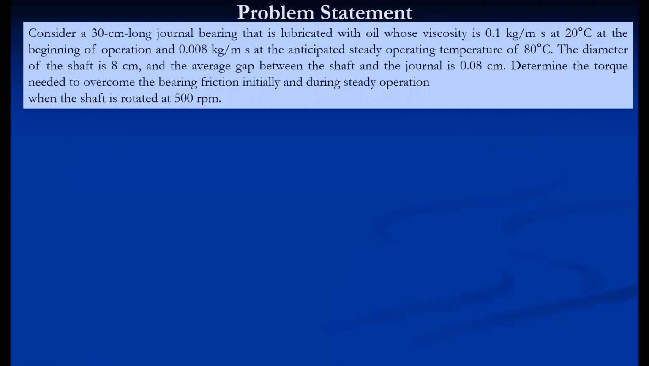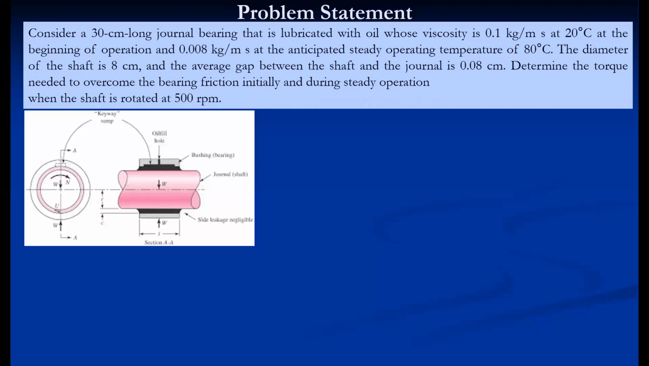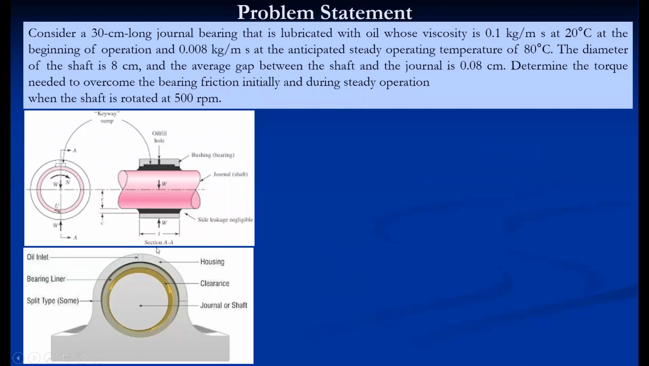Next numerical, here we can consider another example of rotation, that is journal bearing. You can see the journal bearing, which is especially used to support the shaft. So this is a pictorial view of a journal bearing. So oil inlet, oil acts as a cushioning effect between two mating surfaces. So this is the shaft. This is the journal housing. This is a clearance, we can say. And the bearing liner is there.